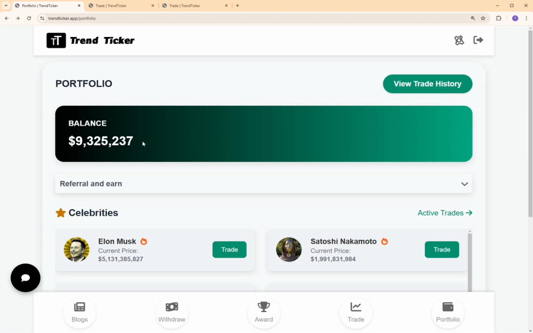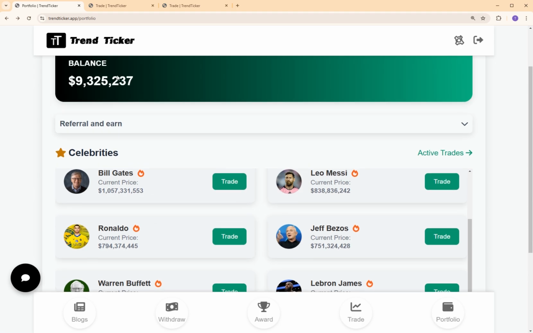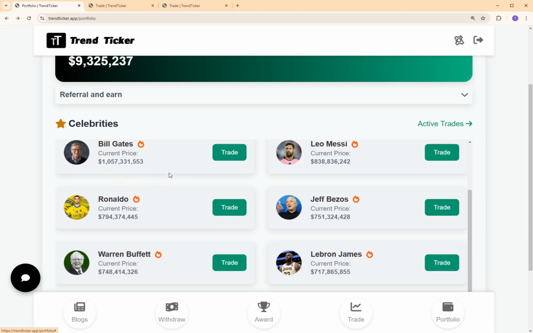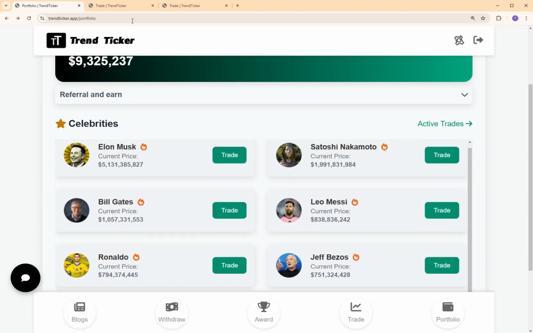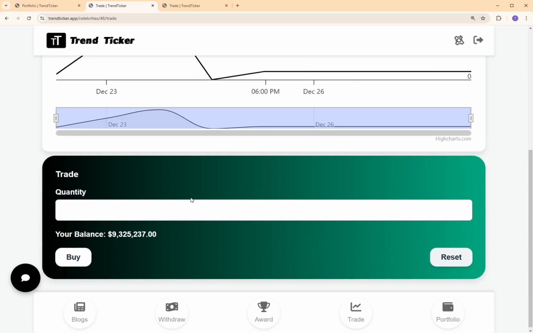Now, let me teach you how to trade on TrendTicker. Let's start by trading on Cristiano Ronaldo. You can see our current balance is $9.3 million. When the website launches on January 2nd, if you click on Trade, it will take you to the trading page of the celebrity. You click the Trade button. This is all you have to do.